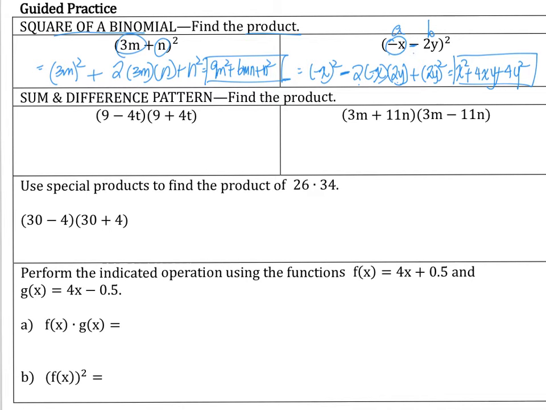And for the next example here, we have to use a sum and difference pattern to find the product. So I know that 9 and 9 are the same for two binomials, and 4t and 4t are also the same. So I can take 9 squared, and here we have a subtraction and addition sign. Subtract. I'm going to take 4t and I'm going to square it.